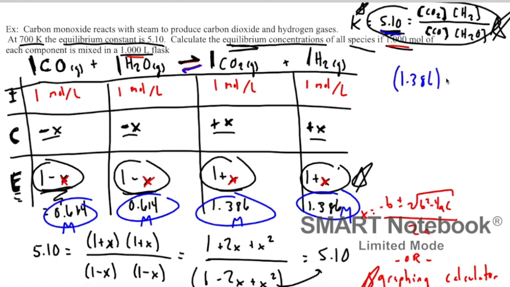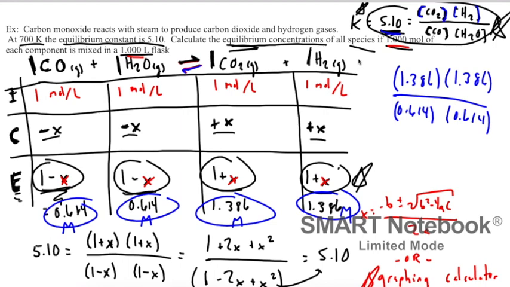1.386 times 1.386, those are my equilibrium concentrations of my products, divided by 0.614, equilibrium concentration of CO, equilibrium concentration of H2, and we do indeed get 5.1. So we know our answer is correct.